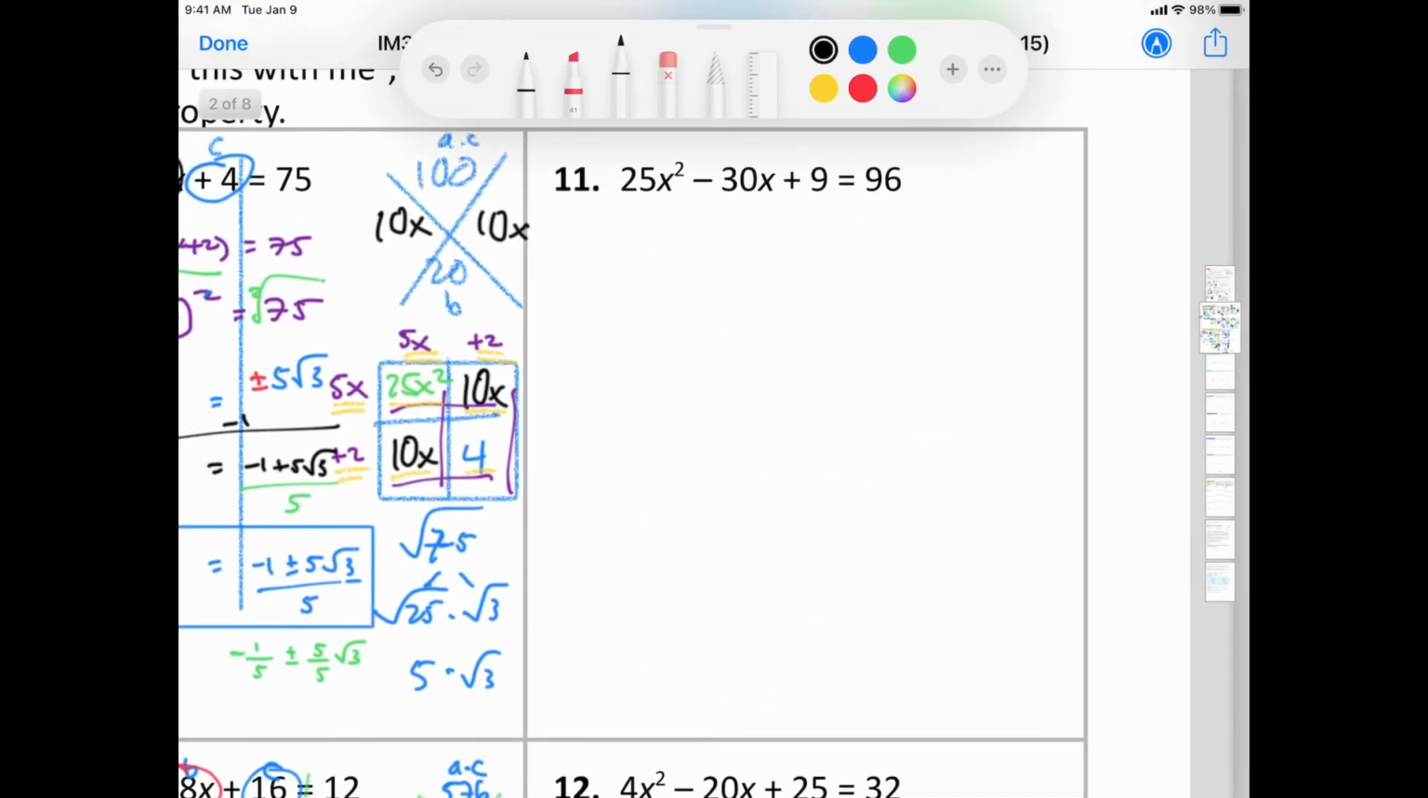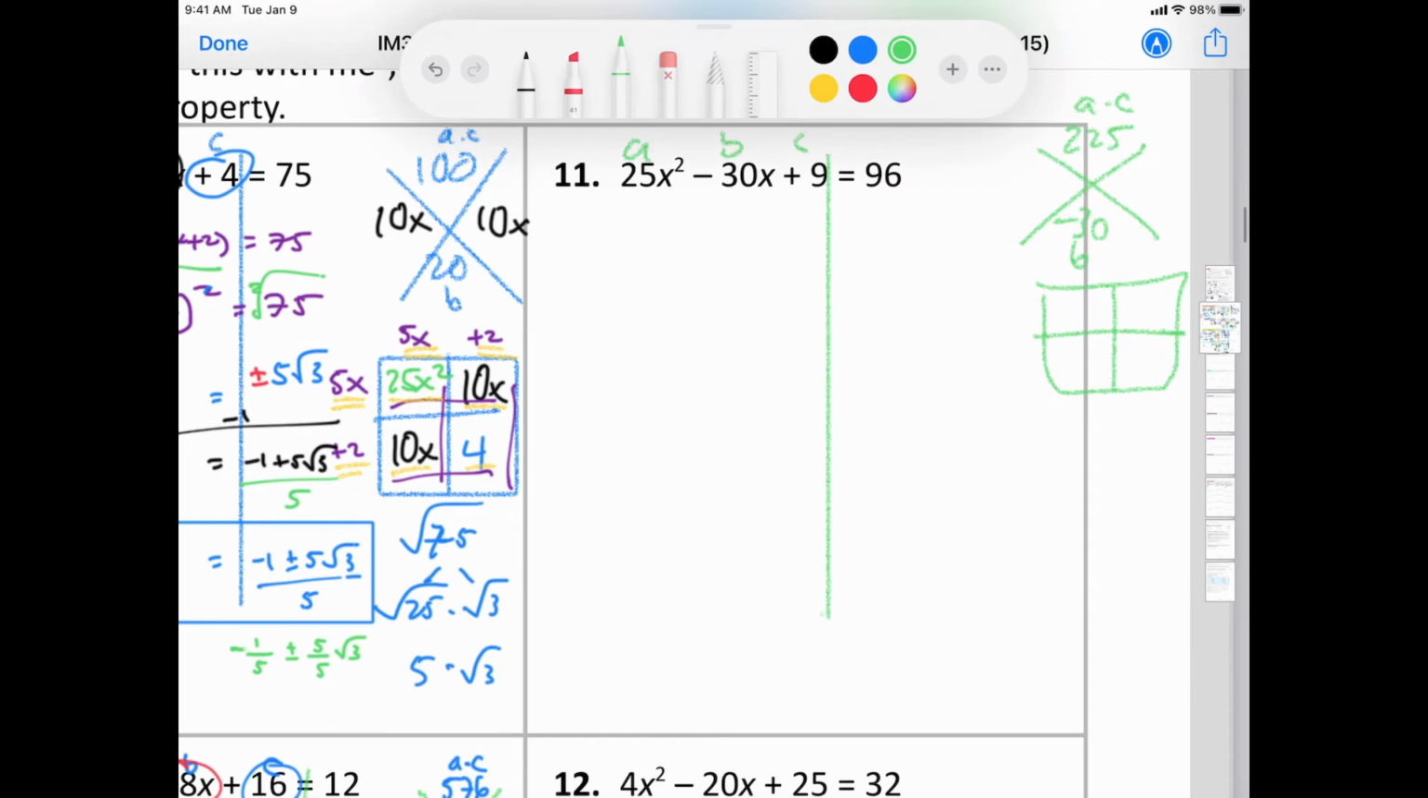Number 25. Alright, let's go ahead and factor this. So, A, B, C. A times C, 25 times 9, so 225. And our B value is negative 30. Okay, they've got to be the same number, right? Negative 15 and negative 15.